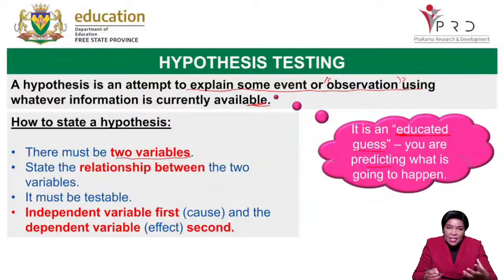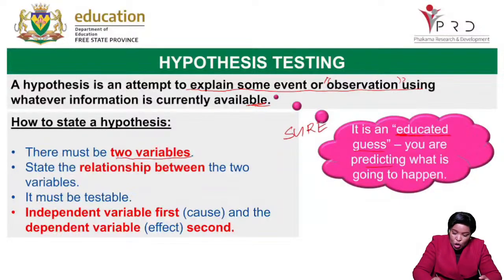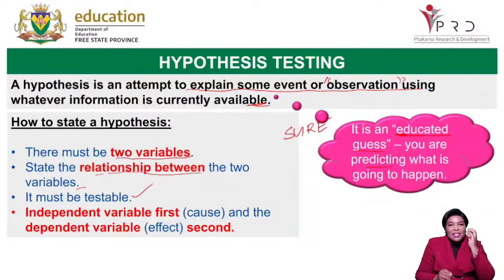But when I write it, I have to write it as a statement that I am sure of. So you must write it as a full statement. Then you must state the relationship between the two variables, meaning when there is the one, then it will influence the other one to increase or to become less. That is you now explaining that relationship. And it must be testable.